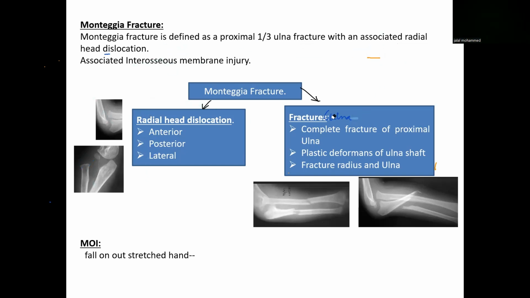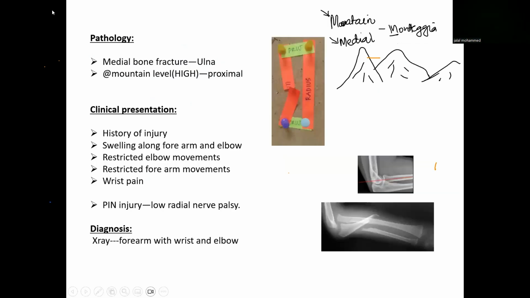The ulna fracture may be a complete fracture of the proximal ulna, or a plastic deformation of the ulna, or a fracture of the radius and ulna may also sometimes be present. Here, there is a fracture of the radius and ulna with radial head dislocation. Here, only the fracture of the ulna is there along with the radial head dislocation. One of the common mechanisms of injury is a fall on an outstretched hand.